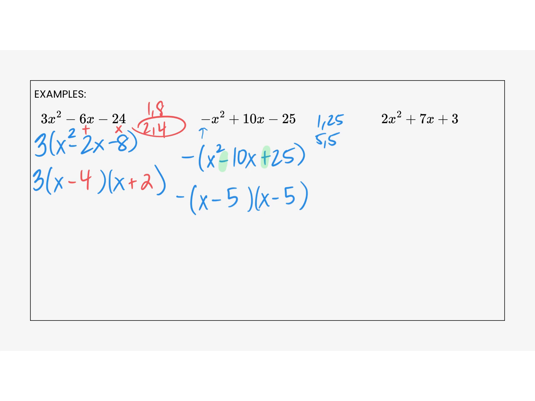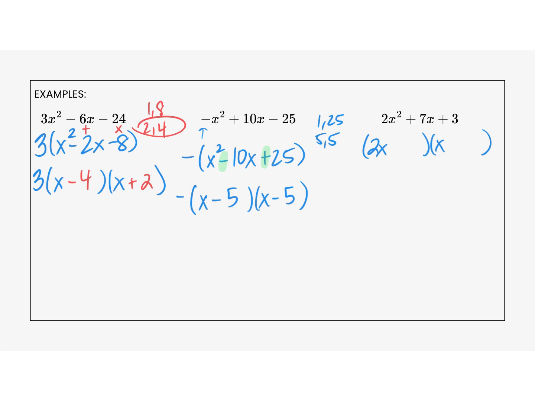Last one, like I said, we're going to look for a GCF first because there's that value in front of x squared. However, 7 and 3 are not divisible by 2, so there is no GCF for this one. So that means when I start my factoring, I'm going to have a 2x and an x, because that's the only way that I can get a 2x squared when I multiply.